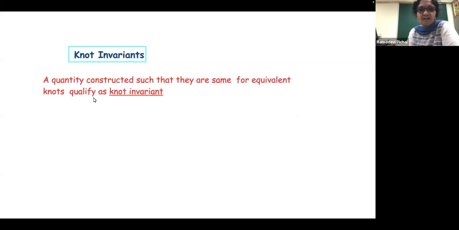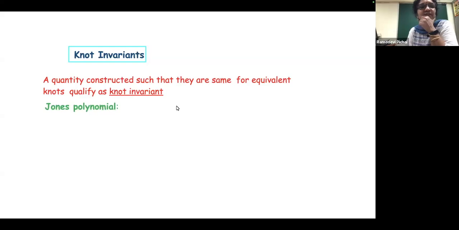Okay, so given this equivalence, you have to define a quantity for these knots such that the quantity is different for trefoil from unknot, different for figure 8 and so on. Just like we did with the Euler characteristic, you need a quantity that is the same for equivalent knots, but different for inequivalent knots. Then you call that quantity a knot invariant.